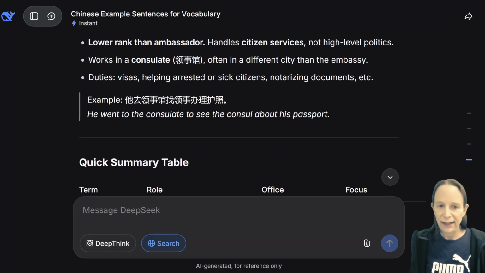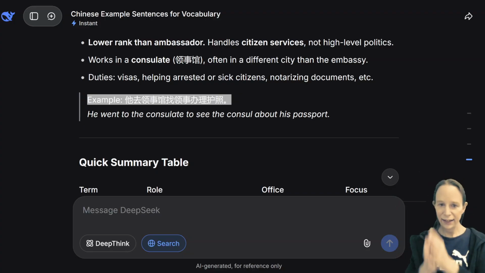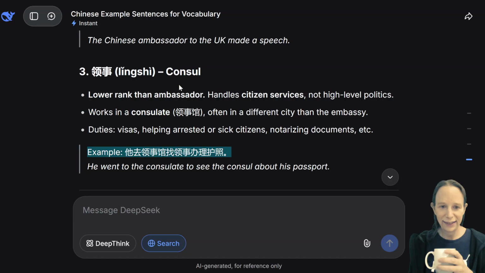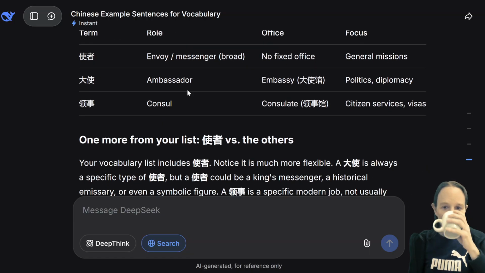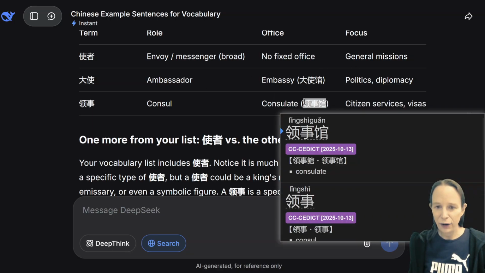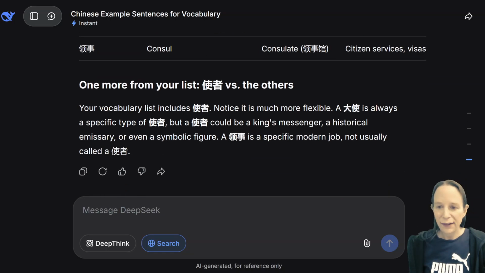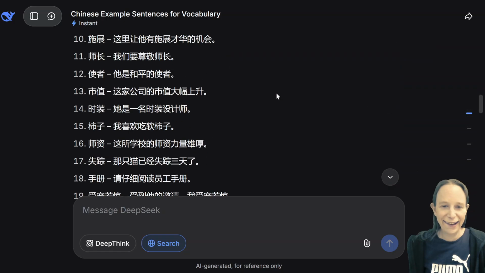他去领事馆办理护照. So if you go to deal with your passport matters, you want what is it called? A consul, is it? Consul. Oh, this is the embassy 大使馆, and consulate is 领事馆. Yeah, I get these mixed up. All right, let us continue on with our mission.